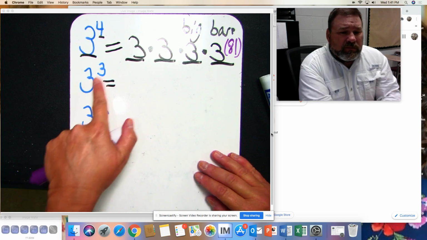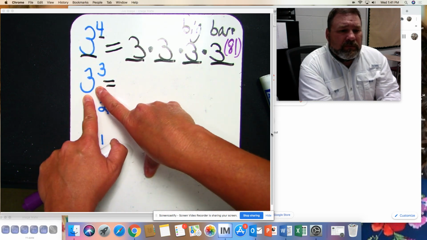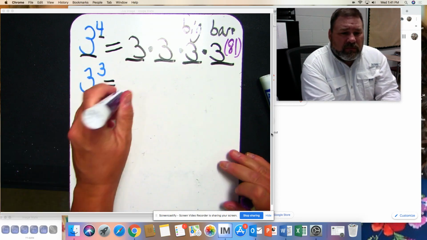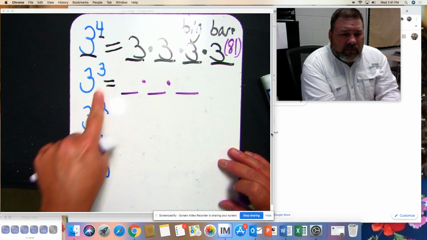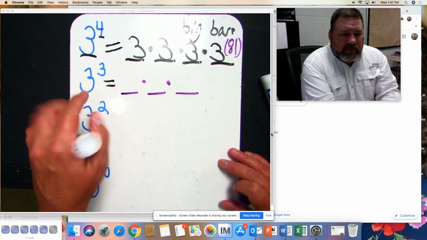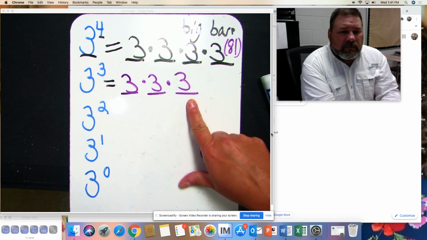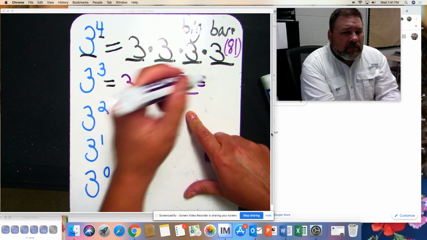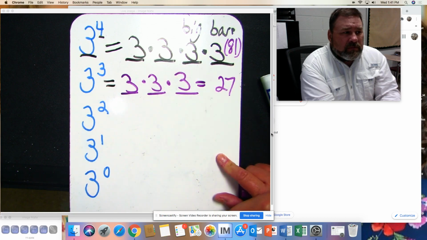So 3 to the 3rd. Now, they both match, but the big number, remember, is the base. The little number is how many spaces I need. So I need 3 spaces for my repeated multiplication. I'm repeatedly multiplying the base of 3. So 3 times 3 times 3 is what that works out to longhand. Now, if it asks me to evaluate, I go ahead and find the answer to that, which is 27.